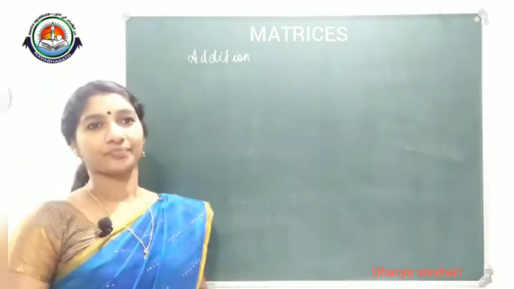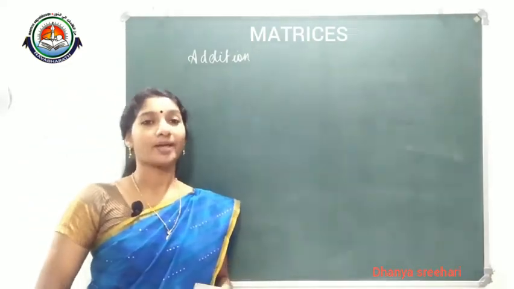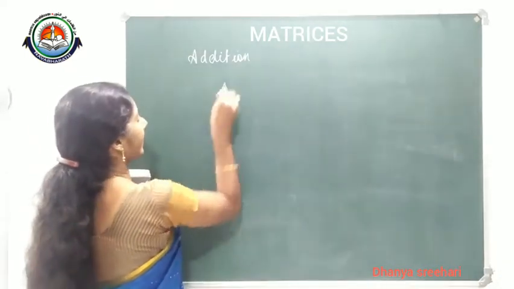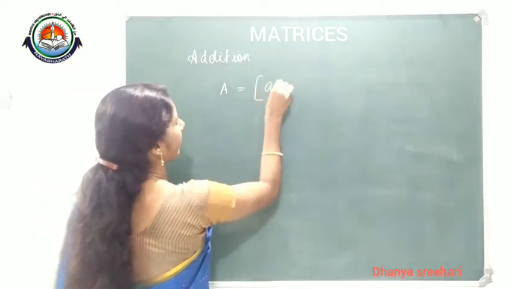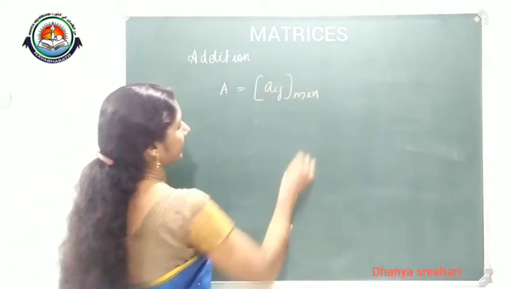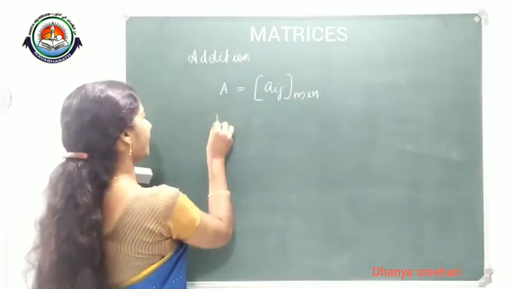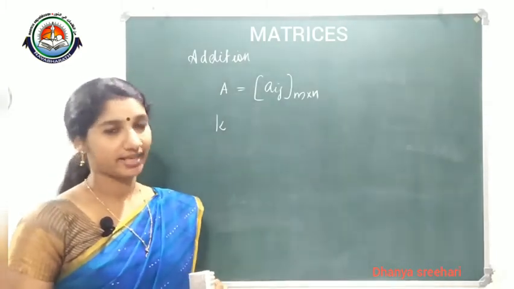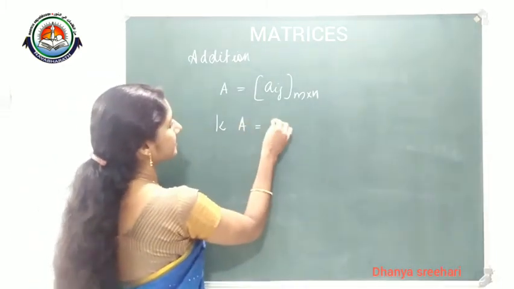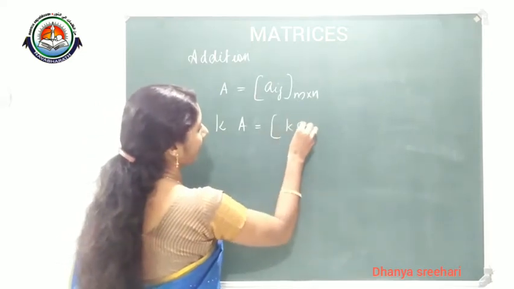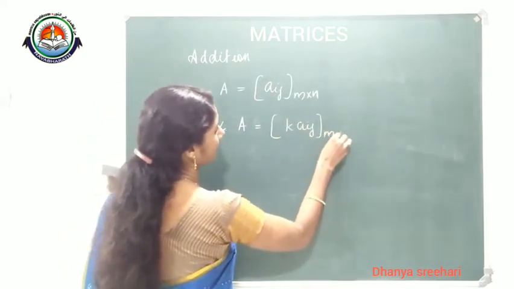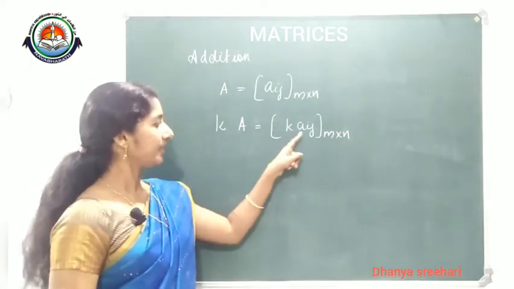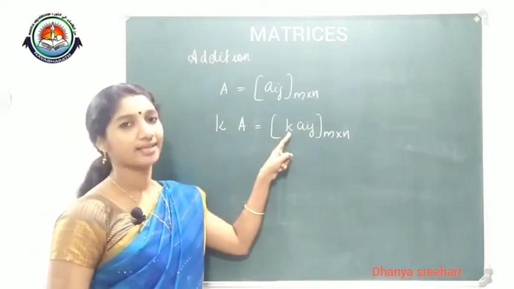Then next one is multiplying a matrix by a scalar. One matrix A is given, that means matrix [Aij] of order m by n, and one scalar k. This scalar we are multiplying with the matrix A, means kA is equal to matrix [kAij] of order m by n. What does it mean? Each element Aij, each element we need to multiply by that scalar.